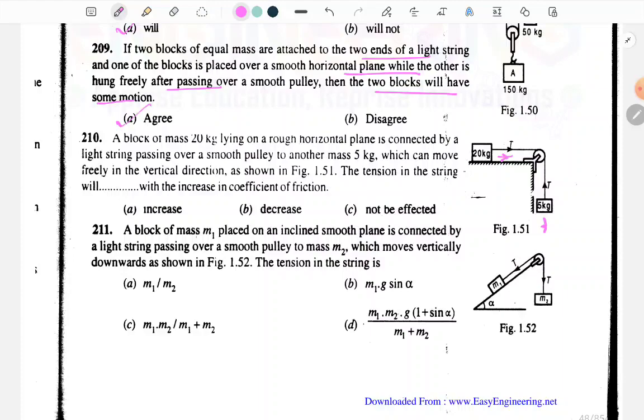The block of 20 kg lying on a rough horizontal plane is connected by a string over a smooth pulley to another block of 5 kg, which can move freely in a vertical direction. The tension in the string will be dash with increasing coefficient of friction. It increases with increasing coefficient of friction.